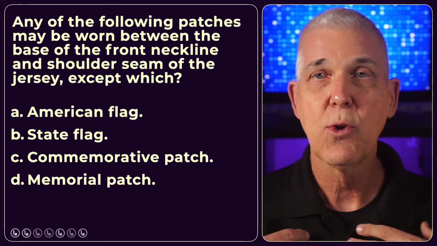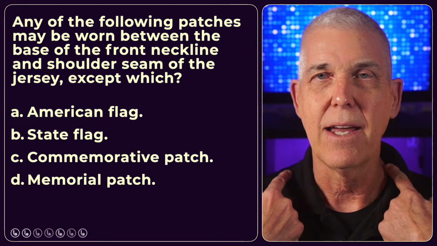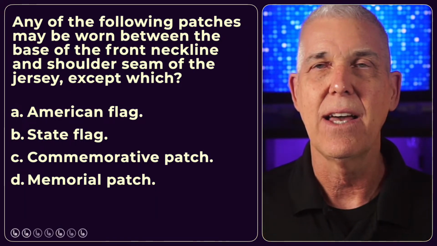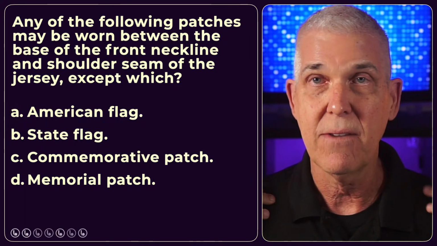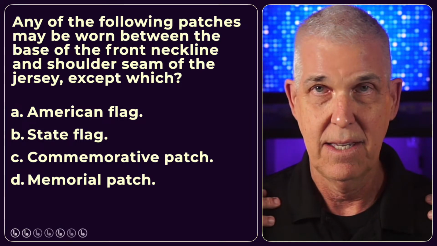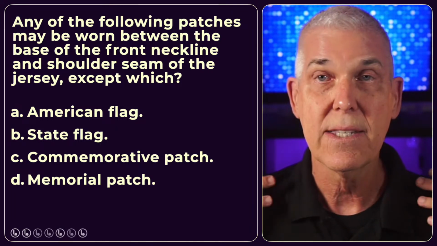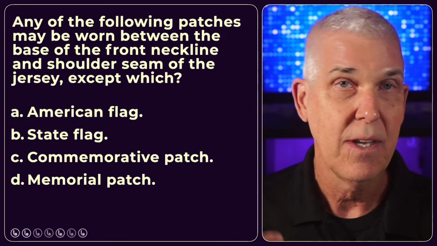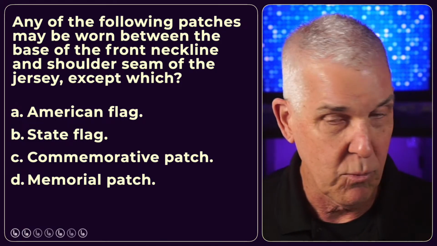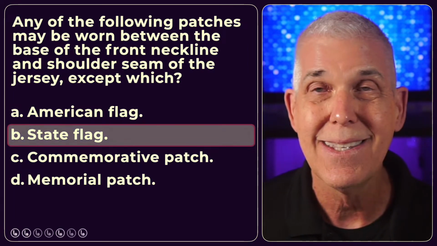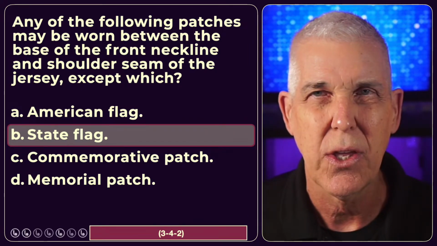Never seen that. Of course, so what is the area that we're talking about? Between the base of the front neckline. A jersey is going to have a neckline, and everything above the base of that neckline is part of this area. This area is unique, separate from the torso of the jersey, so it can be a different color. It can have patches. It can have an American flag by rule, a commemorative patch by rule, and a memorial patch by rule. So our correct answer here would be that what's not allowed is a state flag. That's what I call minutia.